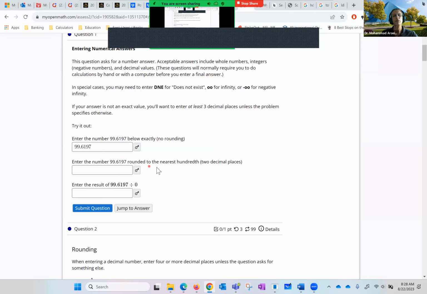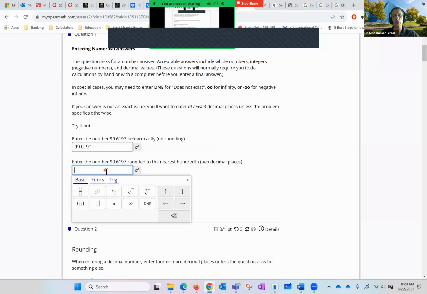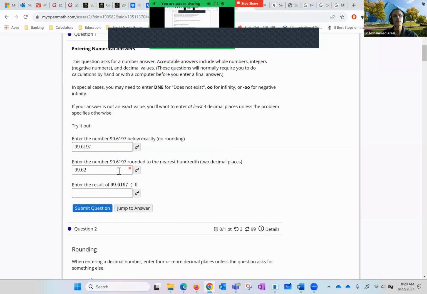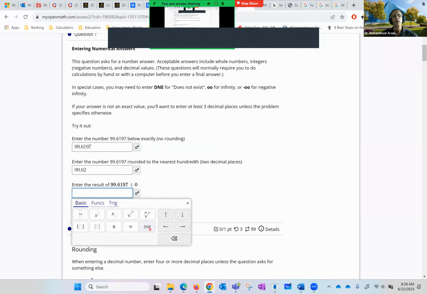Now enter this number rounded to the nearest hundredth. So I put 99.6. Now next to it, 1. Next to it is 9, so 1 goes up to 2, because it says hundredth, the second decimal. 1 changes to 2. Divide by 0. You can't divide by 0. So if you click on it, it's undefined.